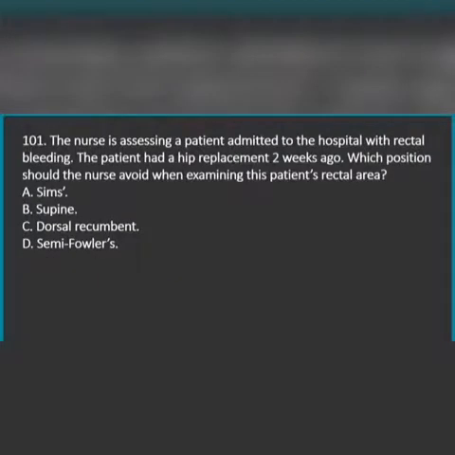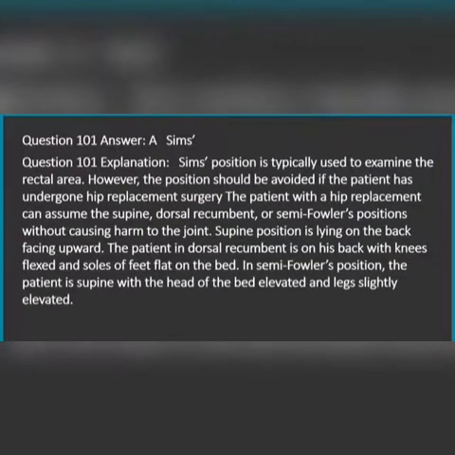Question 101. The nurse is assessing a patient admitted to the hospital with rectal bleeding. The patient had a hip replacement 2 weeks ago. Which position should the nurse avoid when examining this patient's rectal area? A. Sims. B. Supine. C. Dorsal recumbent. D. Semi-Fowler's. Question 101 answer. A. Sims.